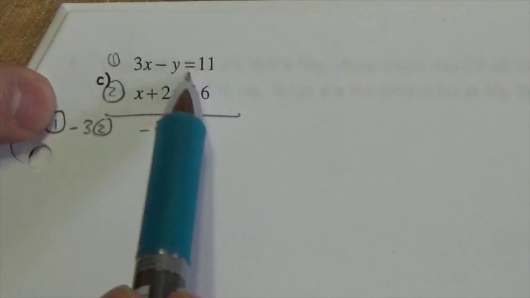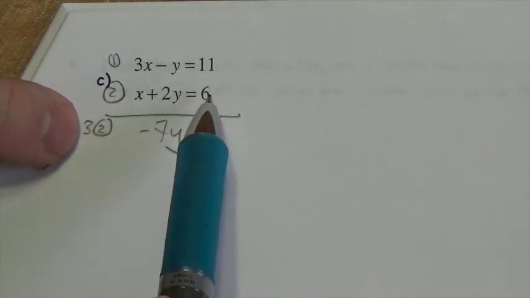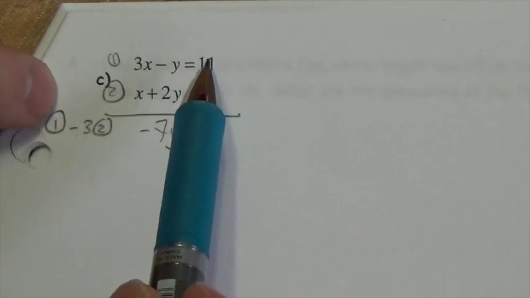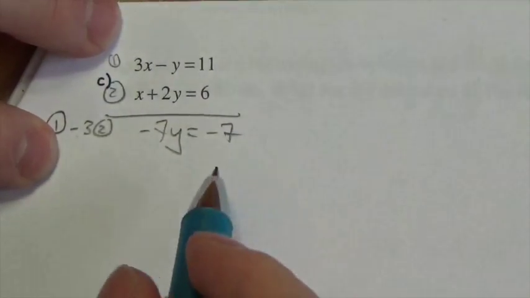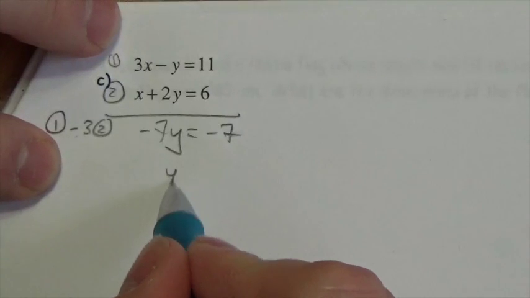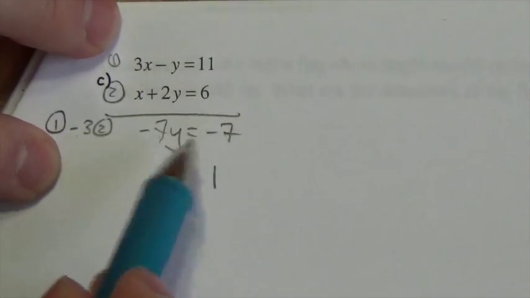And then 11 minus 3 times 6. Well, 3 times 6 is 18, so it's 11 minus 18. That's going to be negative 7 again. And when I solve for y, I get y is equal to positive 1 when I divide both sides by negatives here.